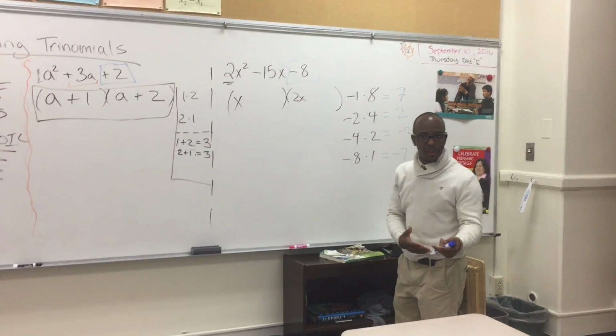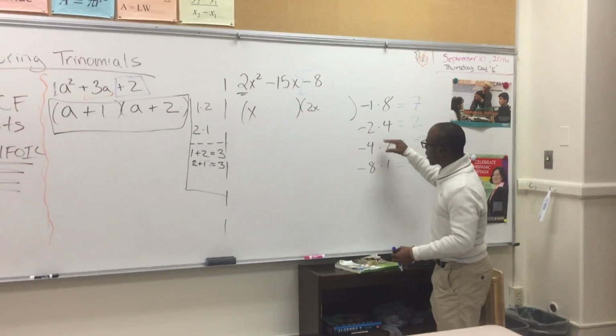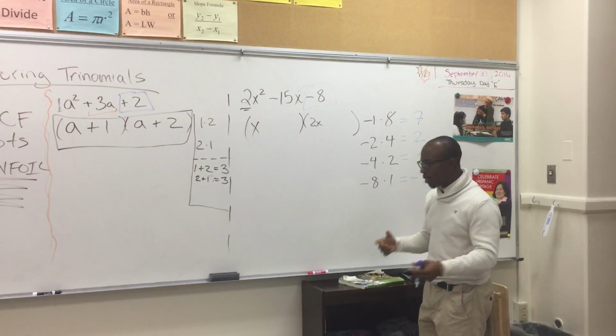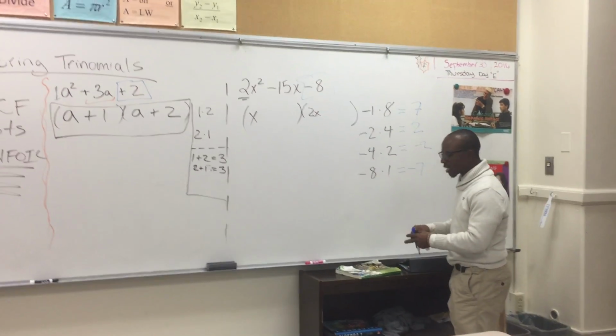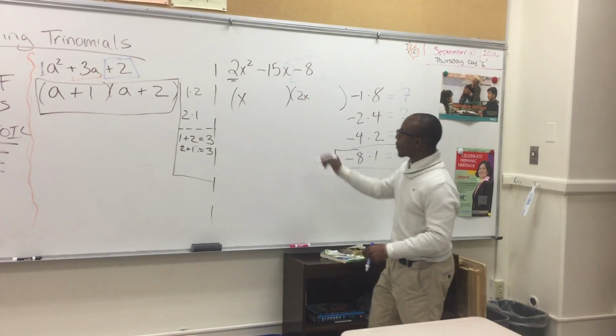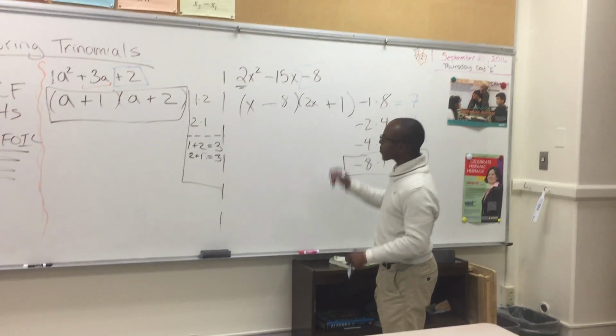You can use trial and error here. Don't just try one option and not the other. Try each one of these and see when you put them in, when you FOIL them back out, if it gets you to your original. I'm going to go with this last one because I got a feeling it's going to be the right one. I'm going to put a negative 8 here, and I'm going to put a positive 1 here, all right?